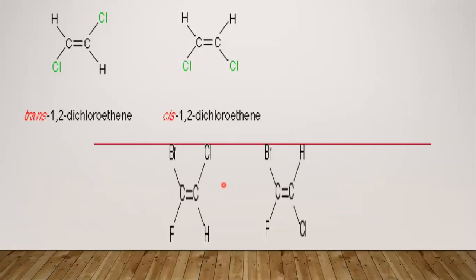To check this example. In the first example, I can use the cis and trans system. Why? Because in the first carbon, I have H and Cl. In the second carbon, I have H and Cl as well. Even here, I can use cis and trans. Why? Because in the first carbon, I have chlorine and hydrogen, and in the second carbon, I have chlorine and hydrogen as well. So I can use the cis and trans system. It's okay?